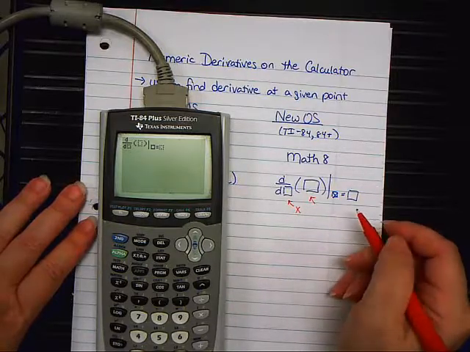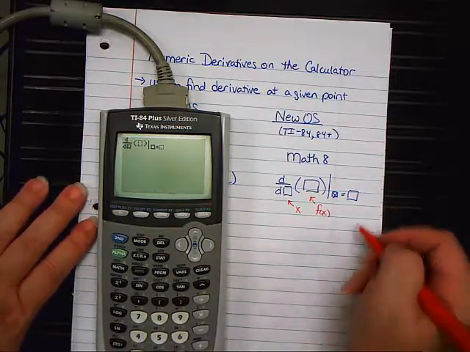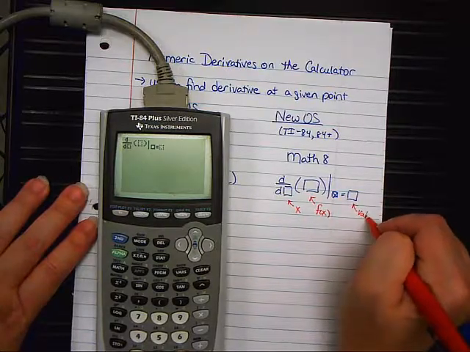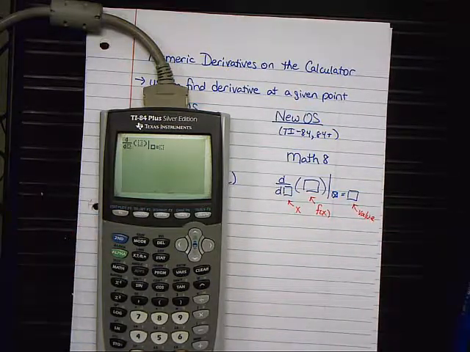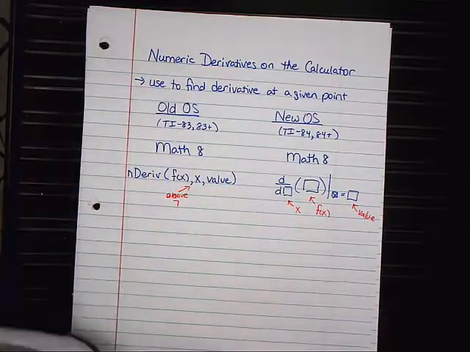In the big parentheses is going to be the function. That's where the function goes. And over here, this is where the value goes, whatever number. I want to find the derivative at 2, that's where the 2 goes. I want to find the derivative at 7, that's where the 7 goes. So now I'm going to give you a problem, and I don't care which calculator you have. We're going to follow the steps and see if you can find the derivative.